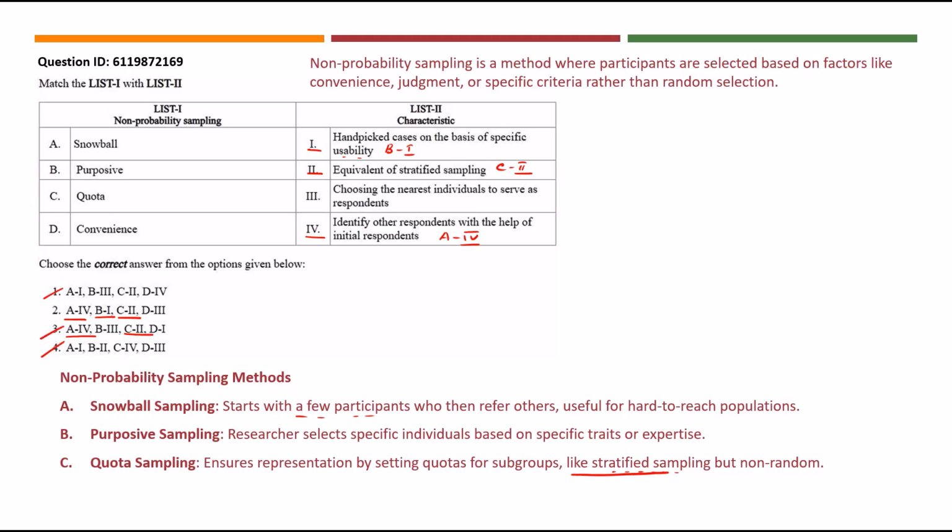Even if you know A and C, still you will be stuck between 2 and 3 options because A and C are same in both the options. So definitely you need idea about other methods too in order to complete this match. What about convenience sampling? This uses easily available or nearby individuals as respondents, choosing the nearest individuals to serve as respondents. So D will be mapping to 3. D3 is here. Option number 2, A4, B1, C2, D3 will be the right answer.